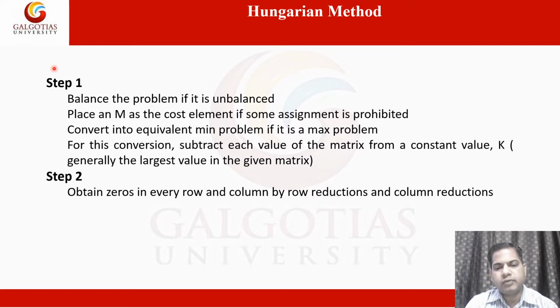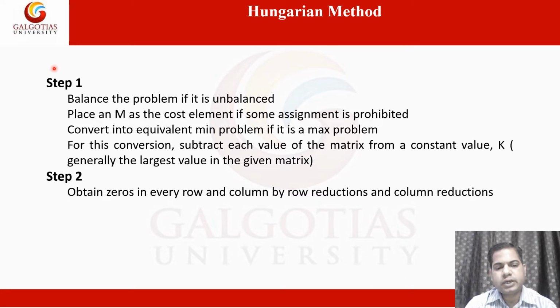So how do we convert a maximum problem into a minimum one? We subtract each value of the matrix from a constant value, which we basically take as the highest value. When we convert it into a minimum problem this way, the table is known as the opportunity loss table.